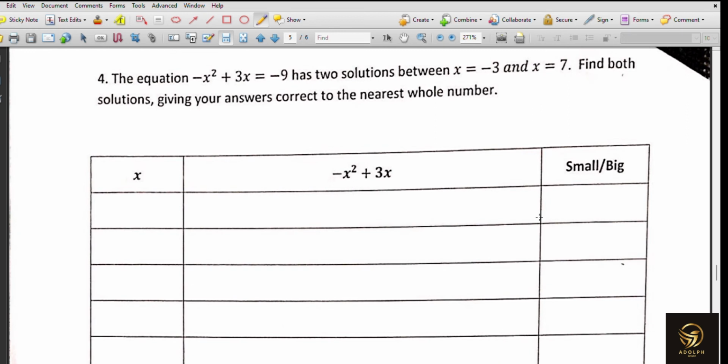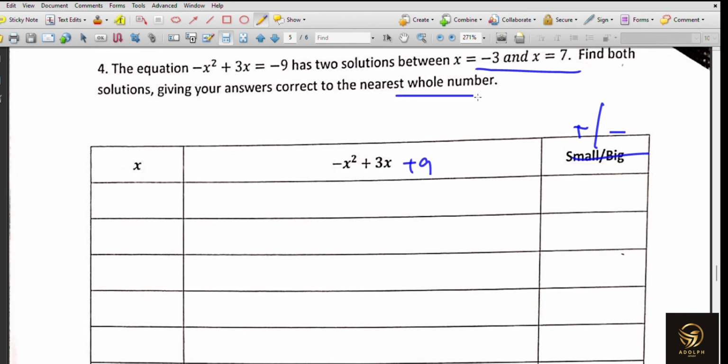Minus x square plus 3x equals negative 9. So I think, yeah, you have got my point. It's not in the equation form. Let's bring this negative 9 to this side, so it is going to be plus 9, and we shall check whether it is positive or negative. And they said that the root is in between minus 3 to 7. Here the new thing is that the answer is going to be a whole number, so actually it is going to be very easy.